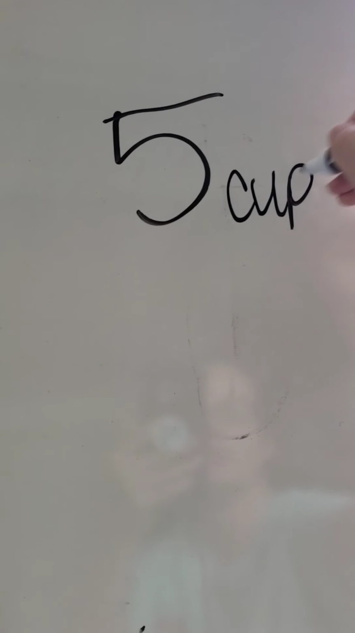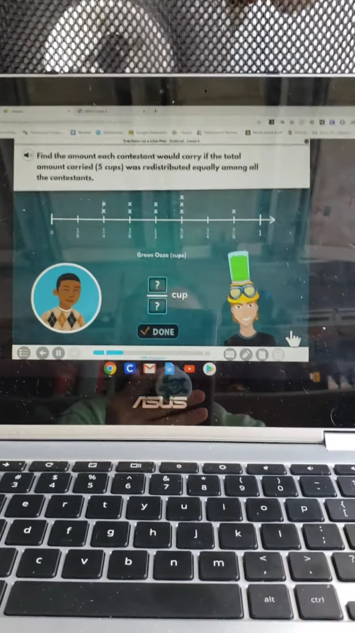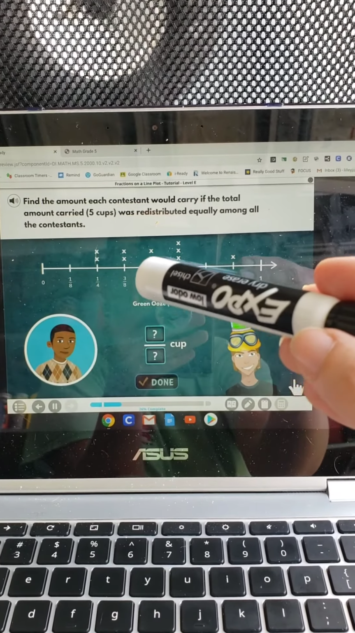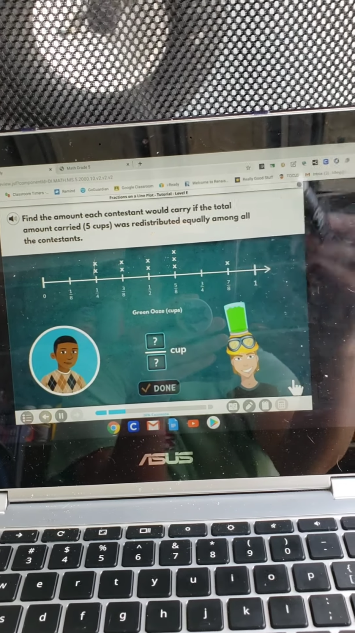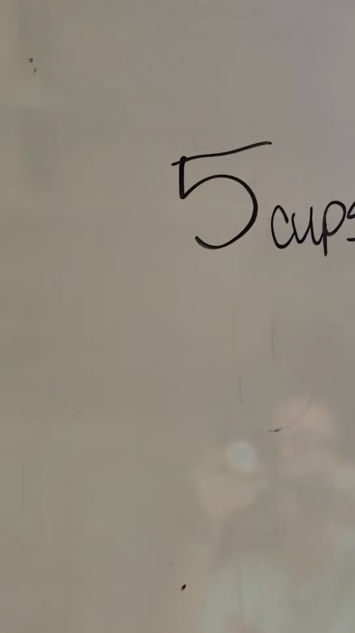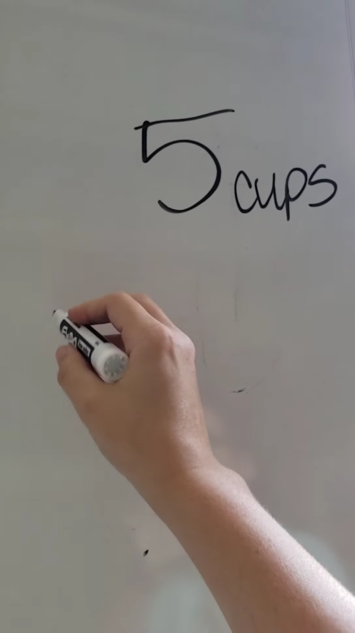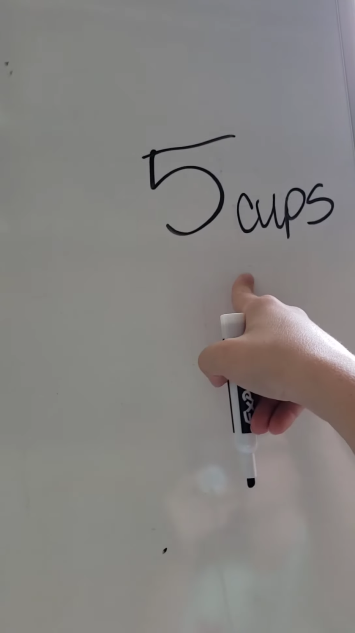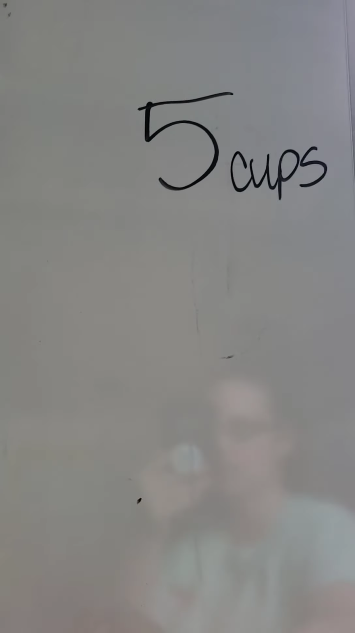So we have our 5 cups of ooze, and how many contestants do we have? Do you remember how to figure that out? The contestants are our x's. So how many x's do we have? 1, 2, 3, 4, 5, 6, 7, 8, 9, 10. So we're going to divide 5 cups amongst 10 contestants. There's a couple ways to do this.